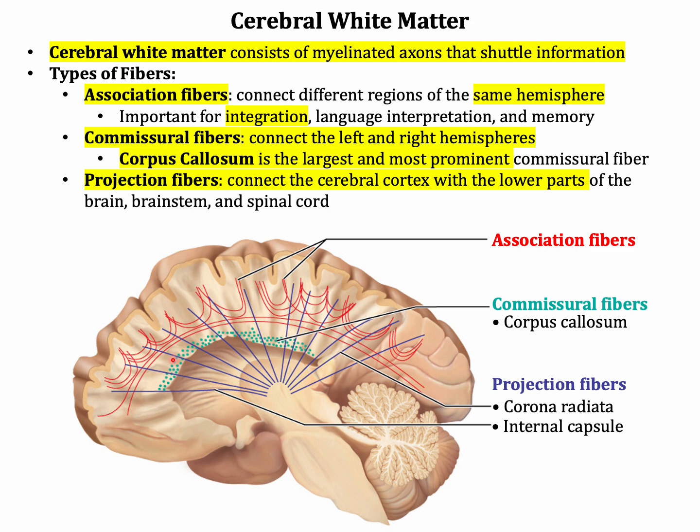Commissural fibers are connecting the left and right cerebral hemispheres. The corpus callosum is the largest and most prominent commissural fiber. There are other types, but that's usually the main one that is discussed. And then projection fibers connect the cerebral cortex to lower brain regions. So to maybe the basal nuclei or to the brainstem and down to the spinal cord. For the projection fibers, we'll look at two unique regions, the corona radiata and the internal capsule.